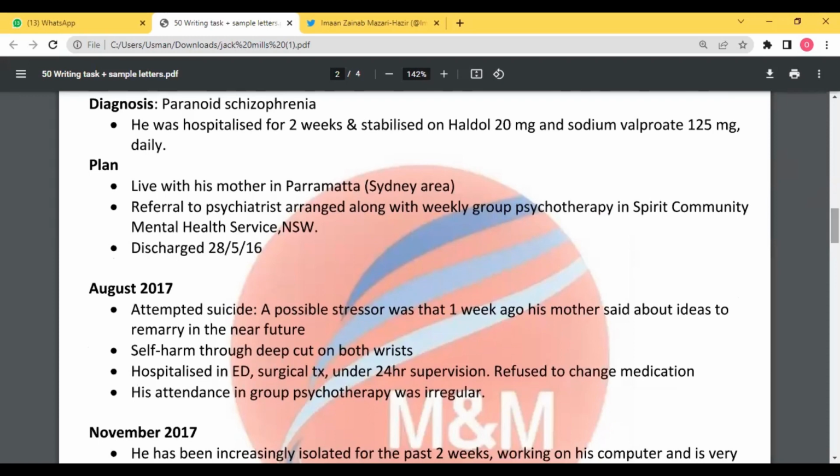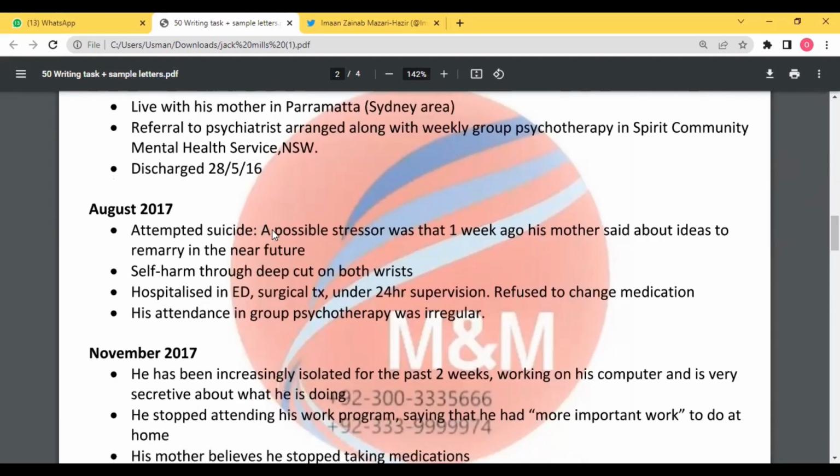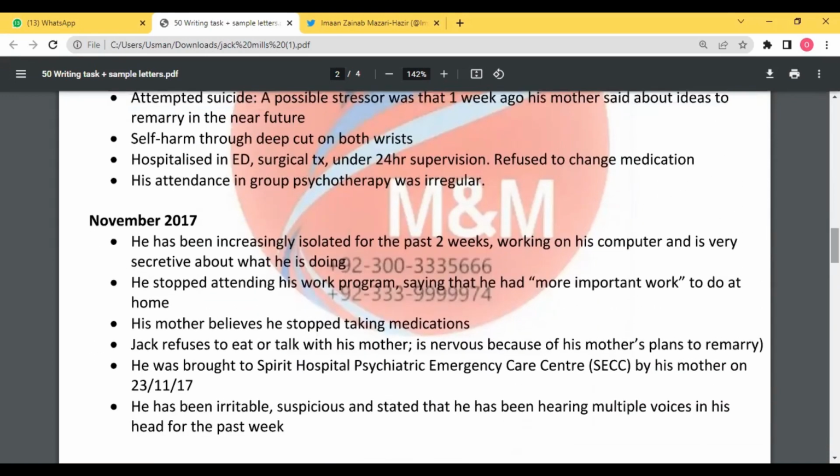Then we can see that was the plan, live with his mother, referred to that, discussed. In August 2017, he had attempted suicide. A possible stressor was the mother's idea of remarriage, which is quite important, and so on. Then you can see that his attendance in group psychotherapy was regular. It means, sorry, that he has been attending this community center. Sorry. Now this is the recent history.